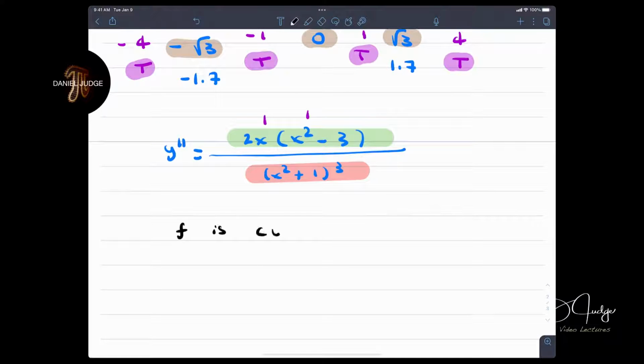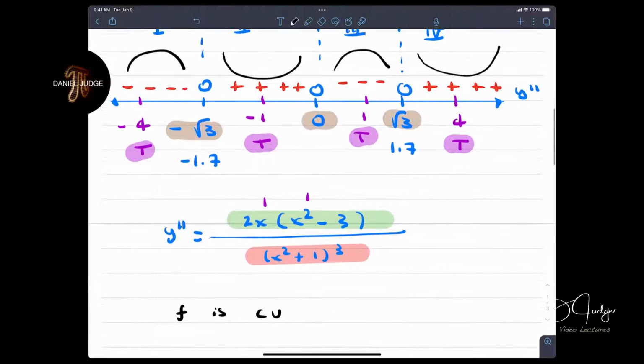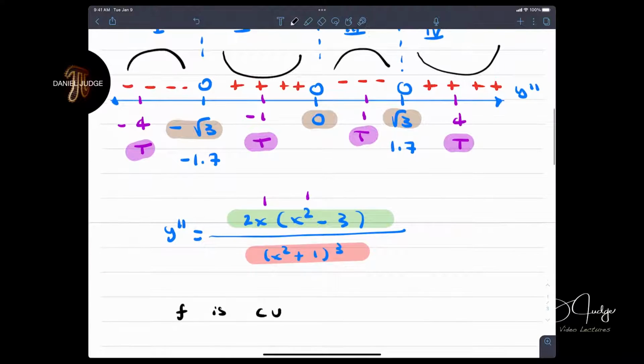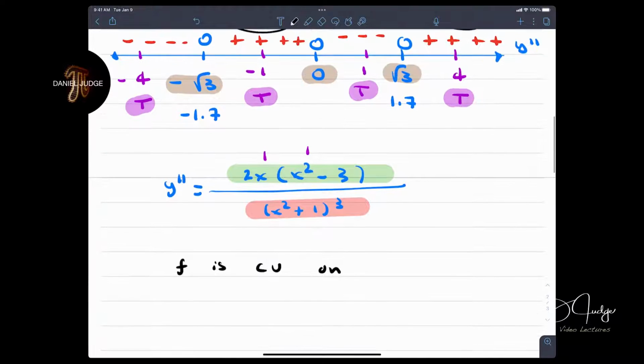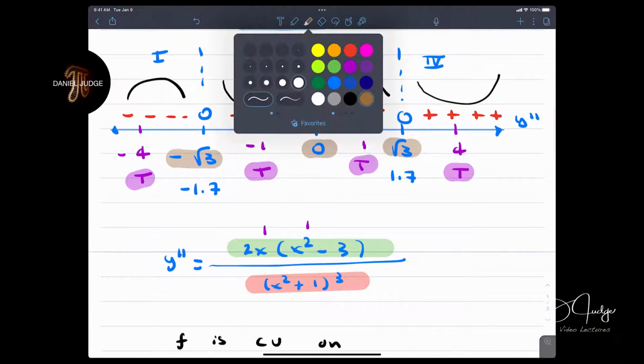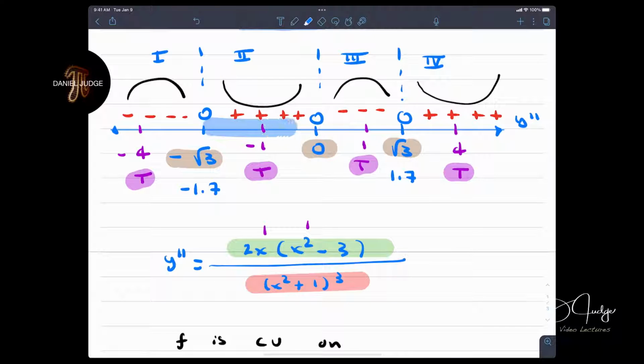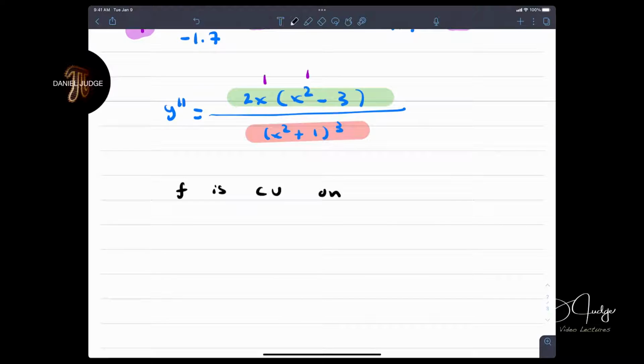So let's give the summary. F is, we'll go with concave up first. Region 2 and region 4. Let's look at these intervals. Concave up. Let's color the interval. From negative square root of 3 up to 0, and positive square root of 3 to infinity. Concave up.